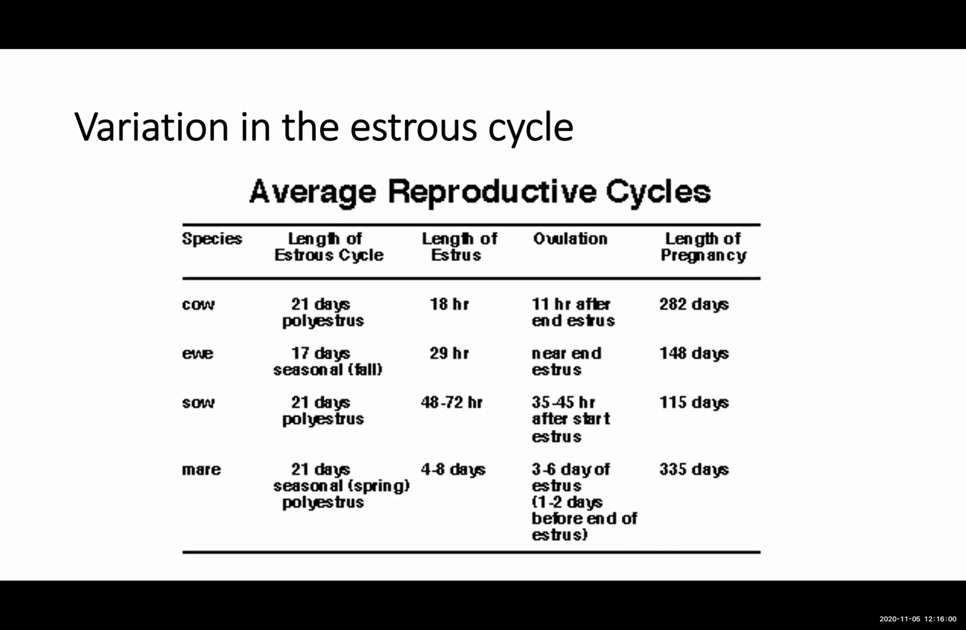Now, the length of the estrous cycle differs between species, as does the length of pregnancy. So that's all I'm going to look at, be concerned with in this chart. The estrous cycle is 21 days in the cow, 17 in a ewe, 21 in a pig, and 21 in the horse. The pregnancy length in a cow is about 9 months. The ewe is 148 days, so it's just over 4 months. The sow, it's kind of funny because they say a sow is 3 months, 3 weeks, 3 days, and that's exactly what it is. And then in a mare, it's right at 11 months.